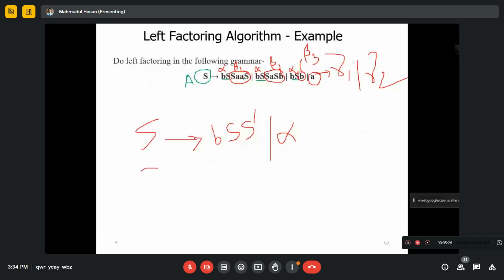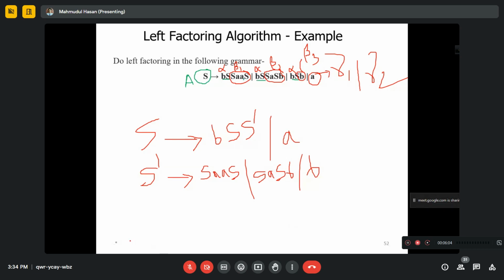So that is S dash to beta 1. Sir, here there will be A, not alpha. Yes, there will be A, sorry. Thank you, Isha. There will be A, not alpha. So S dash to beta 1, beta 2, that means SAS. Then beta 2 is equal to SASB. Then B. Is it? Everyone?